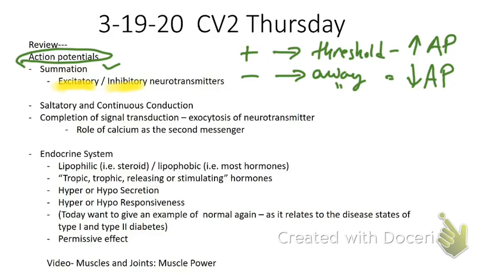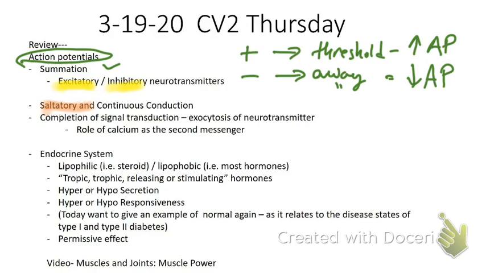And the more often it arrives, the greater its effect, temporal. And where it arrives matters. The closer it arrives to the axon hillock, the greater its effect. Then we've looked at saltatory and continuous conduction. And hopefully you guys are good with that now.